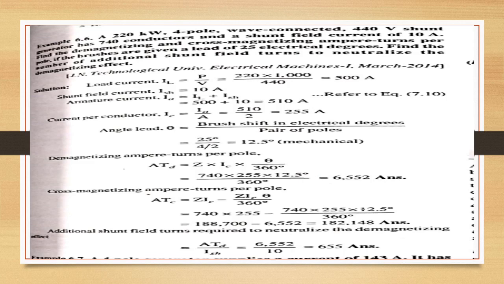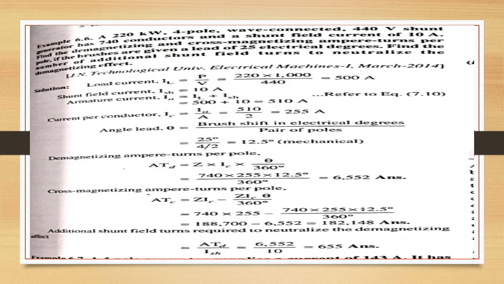Load current IL is given as P by V, that is 220 into 10 power 3 by 440, 500 amps. Shunt field current is given as 10 amps. So in the previous problem, shunt field current was neglected, but now here we have to consider it because it is given in the question as 10 amps. So for shunt generator, IA is equal to IL plus ISH. IL we have obtained as 500 and ISH is given as 10 amps. So 500 plus 10 is 510 amps.